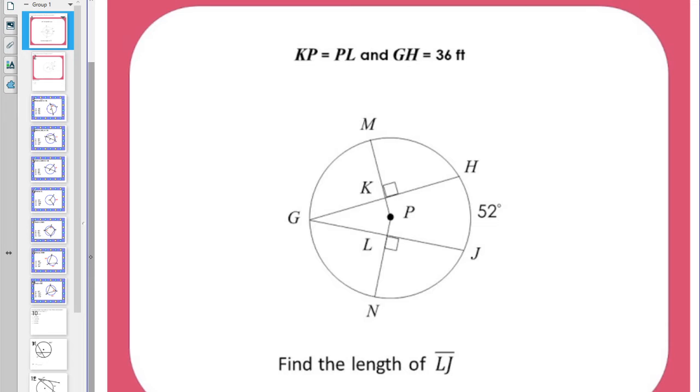So find the length of LJ, of segment LJ. So LJ is a little piece of a chord. And if you use our properties, we know that if a radius intersects a chord at 90 degrees, then that, yeah.